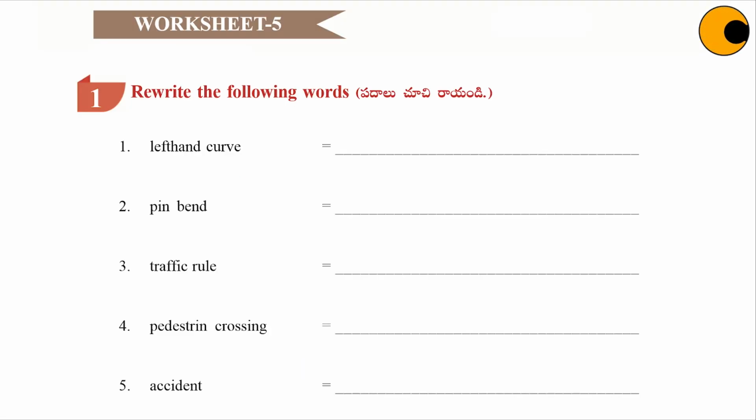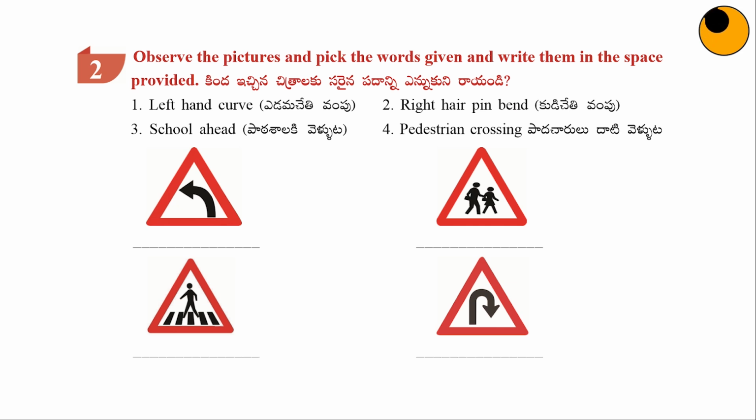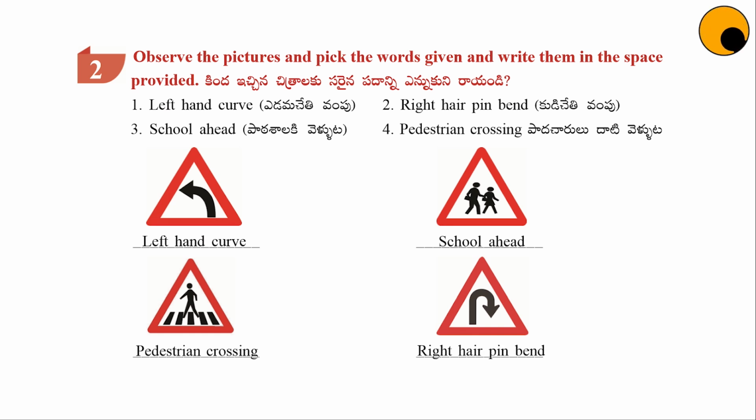Worksheet 5. Rewrite the following words. ఈ పదాలను చూసి రాయండి. స్పష్టంగా పలకండి. Left hand curve, pin bend, traffic rules, pedestrian crossing, accident. Observe the pictures and pick the word given and write them in the space provided. Left hand curve, school ahead, pedestrian crossing, right hairpin bend.